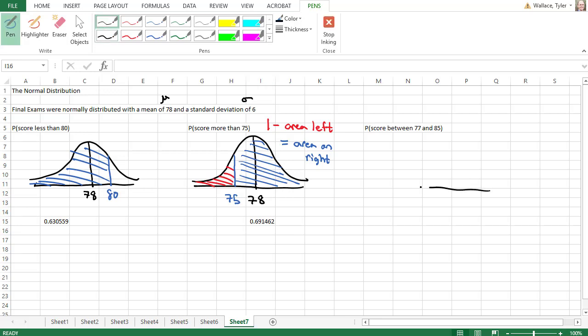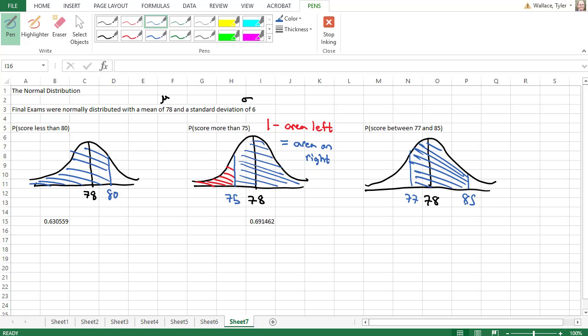What if we want the probability someone scores between 77 and 85? Well, drawing our picture, put 78 right in the middle. And we want somebody between 77 and 85. So we want this between area.